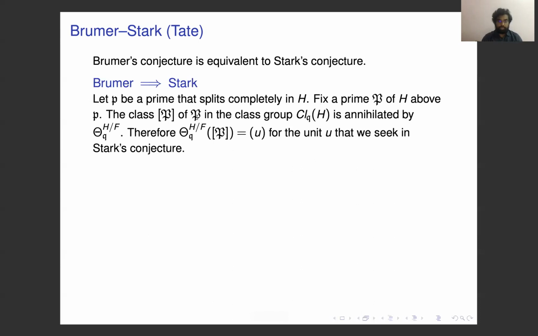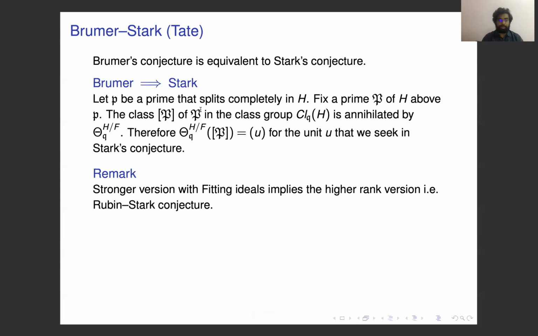And for the converse, you have to put together Stark's conjecture in several cases to go back. So for varying P, you have to apply Stark's conjecture to go to Brumer's conjecture. Okay. Now, a remark is that I said there is a higher rank version of Stark's conjecture, the Rubin-Stark conjecture.